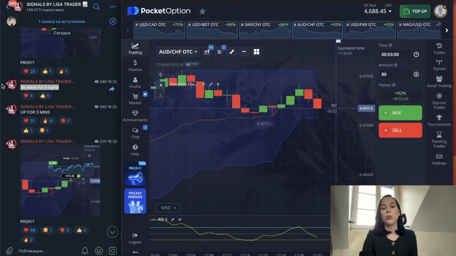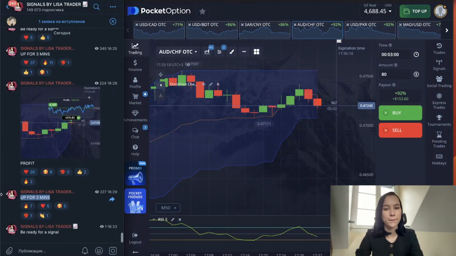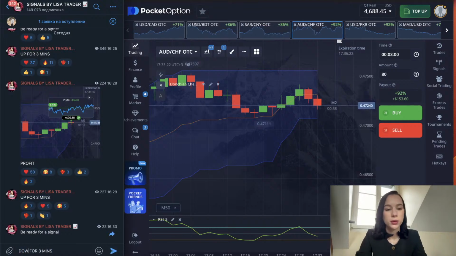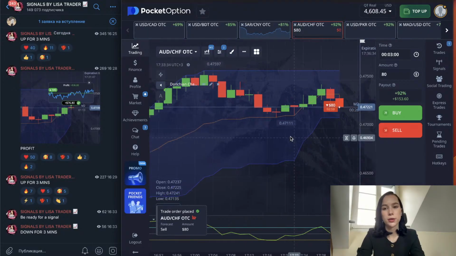Sorry guys, I'm just going to do the signal because we didn't close the previous trade in the plus. So here, as we can see, some downward movement started. Okay, perfect. We open a trade.